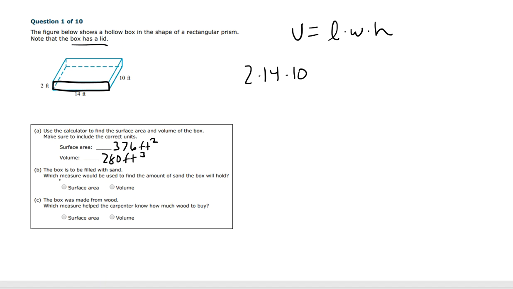The box is to be filled with sand. Which measure would be used to find the amount of sand the box will hold? If we're talking about the box being filled with sand, that's the inside of the box. So that would be our volume. And then the box was made from wood. Which measure helped the carpenter know how much wood to buy? The outside of the box is made of wood, so that would be surface area.